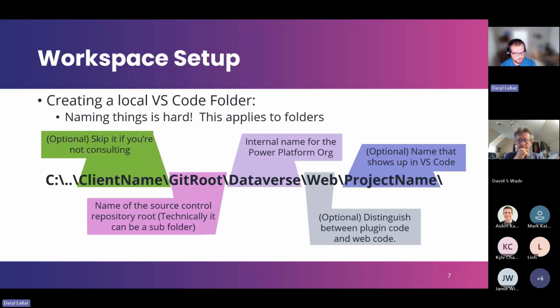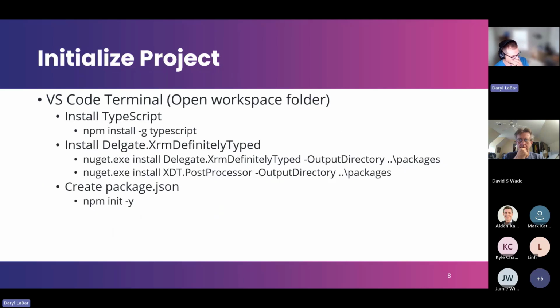The final one is again optional, but I had issues where I had multiple clients, and I named the final folder something like web resource. So I had three VS Code windows open, and they all said web resource. I couldn't know which one was which by opening it up. So I try to put a more project-specific name in there as the final step. But all optional, just something that I've found works for me over the years.